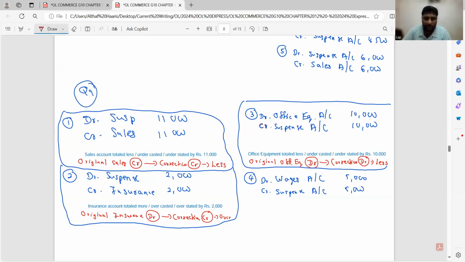So everyone tell me. Originally, wage is what account, people? Debit or credit? It is an expense. Yes, expense. It is a debit. Correction is made for which side? Correction also made for the debit side. So same side correction. Same side correction means less amount or more amount? Less amount. Very simple.